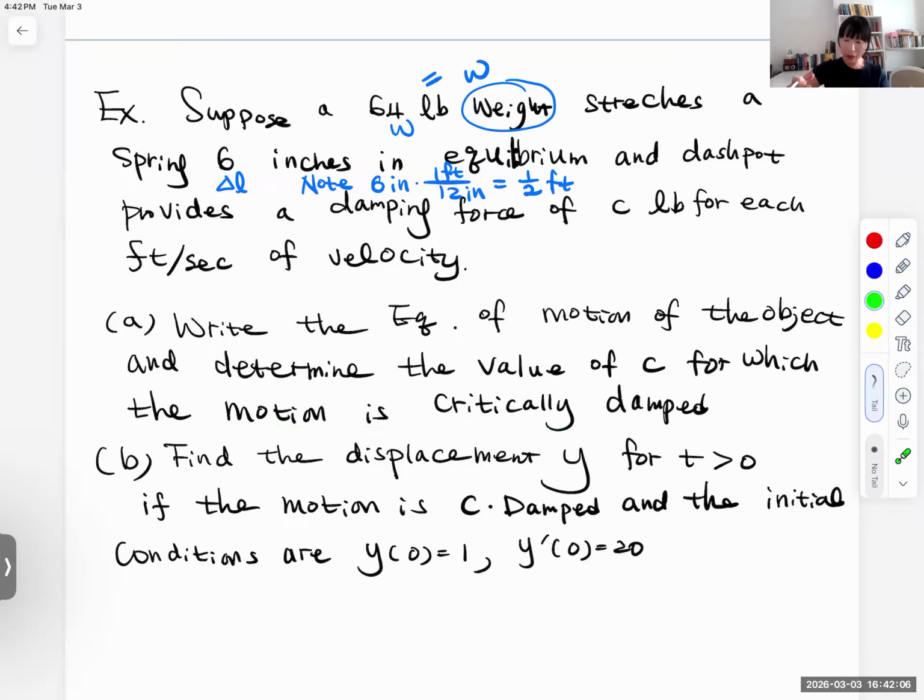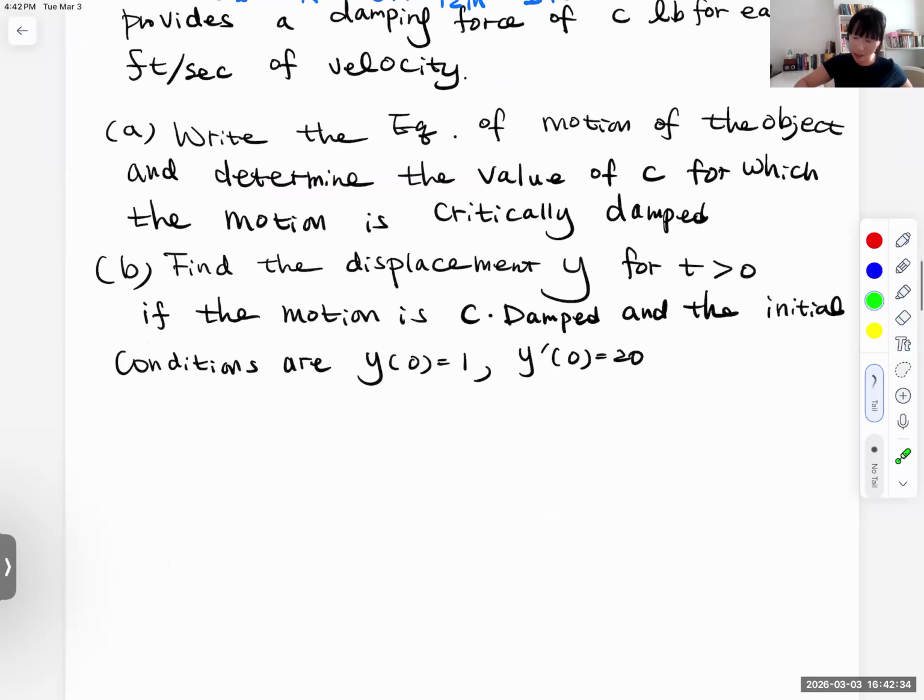Okay, if critically damped, we have to use c equal to the square root of 4mk, right? Underdamped, c is less than the square root of 4 times m times k, right? Overdamped, c is greater than the square root of 4 times m times k, right? Okay, so let us do this one. A.